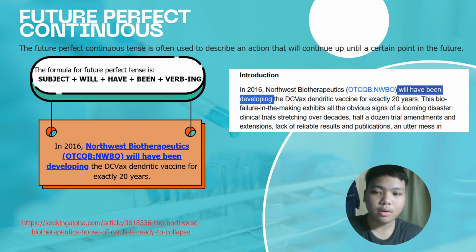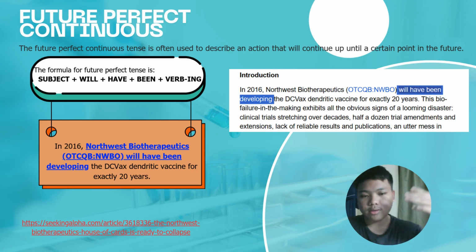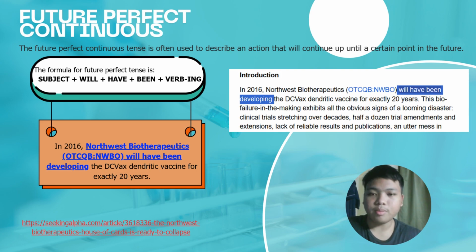Which means it will keep happening up to a certain point in the future. It will still happen. It's not like the future perfect, where it will finish before a certain point in the future. This one will continue up until a certain point. So it's a bit different. The formula for future perfect continuous tense is subject plus will plus have plus been plus the verb with ing.